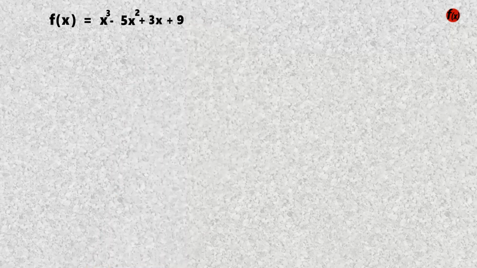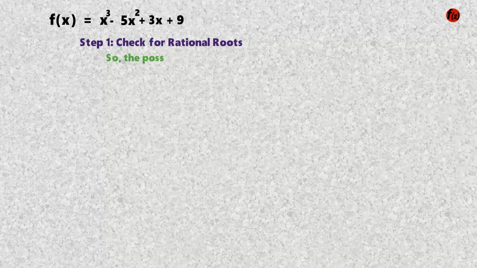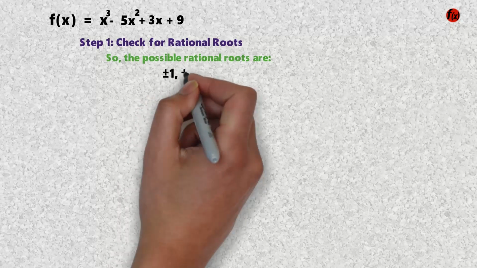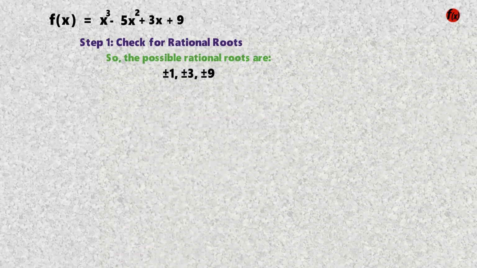f of x equals x cubed minus 5x squared plus 3x plus 9. Step 1. Check for rational roots. First, we use the rational root theorem to find possible rational roots. The possible rational roots are the factors of the constant term 9, divided by the factors of the leading coefficient 1. So the possible rational roots are plus or minus 1, plus or minus 3, plus or minus 9.